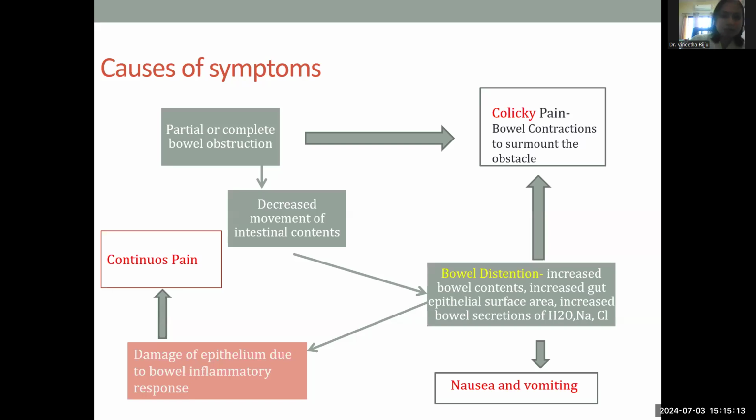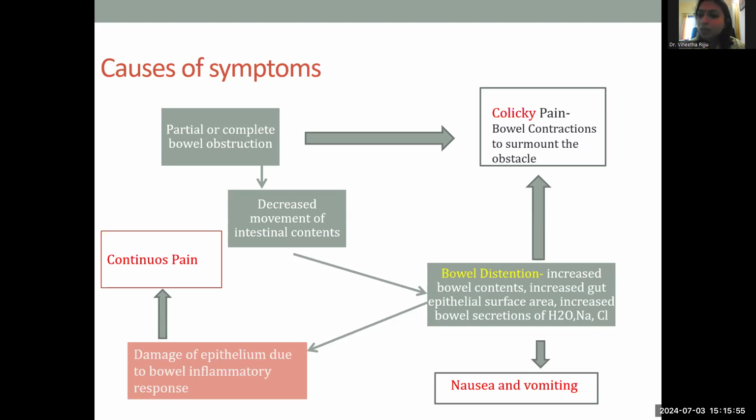So now what causes the symptoms? When there is a partial or complete bowel obstruction, there is a decreased movement of the intestinal contents, which itself will cause bowel distension. Okay. Now we also need to understand that when there is partial or complete obstruction, there is also some amount of colicky pain. That was also discussed by Dr. Sunil, right? About the colicky pain, why it happens. So now you could be having the colicky pain because of this. Also, you could be having a bowel distension which is happening because there is decreased movement of the intestinal contents.